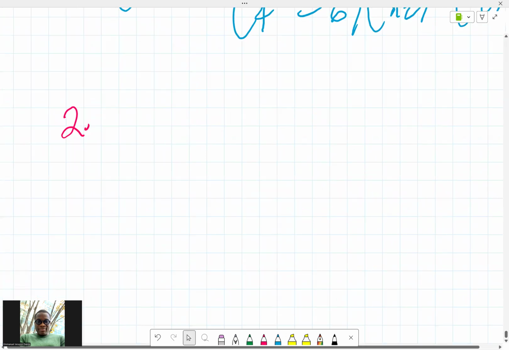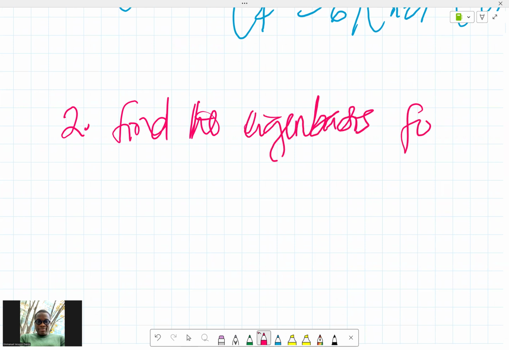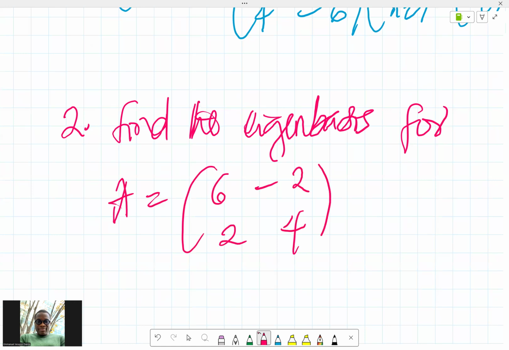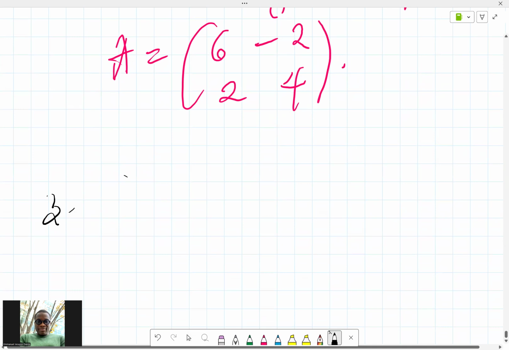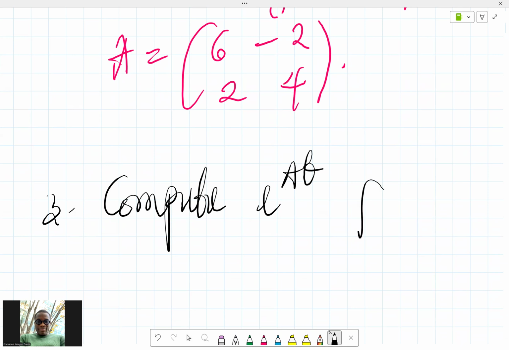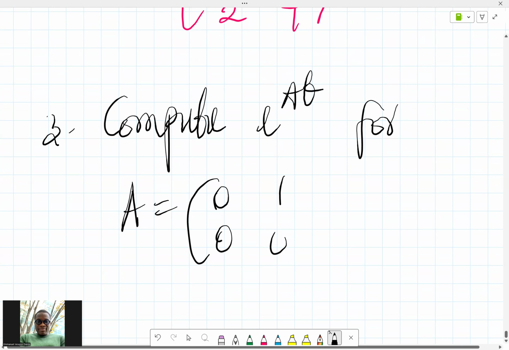Two, find the eigenbasis for A equals 6, minus 2, 2, 4. What that simply means is that find the eigenvalues and the eigenvectors. That's just what that is about. Then three now. Compute e raised to the power At for A, which is equal to 0, 0, 1, 0.